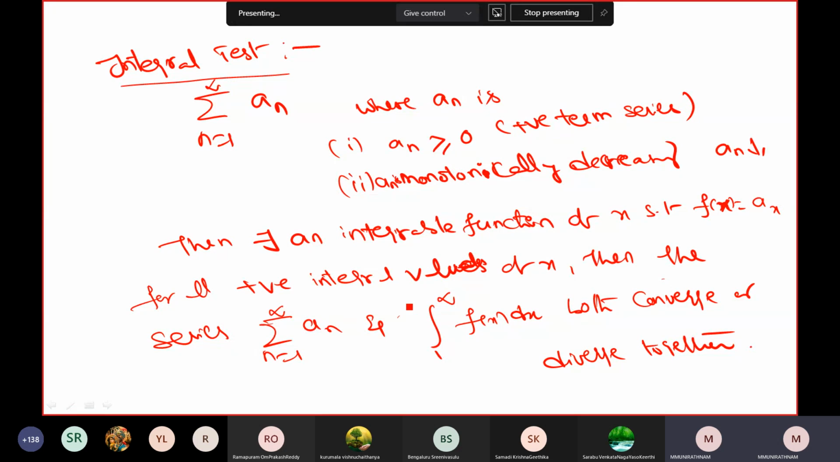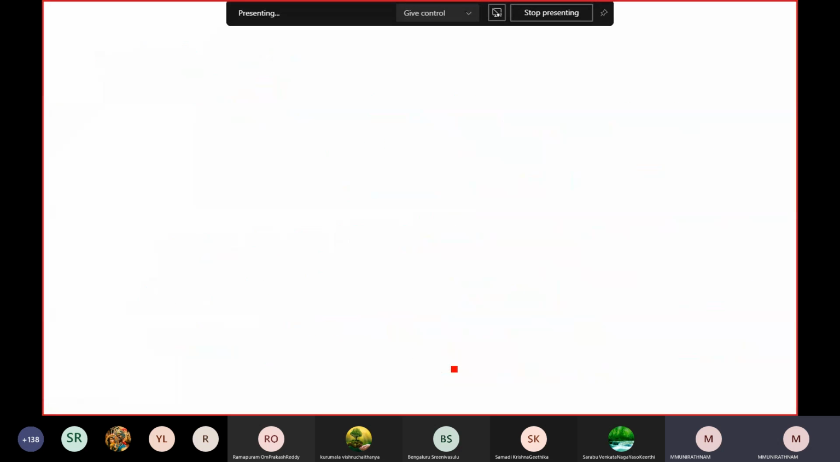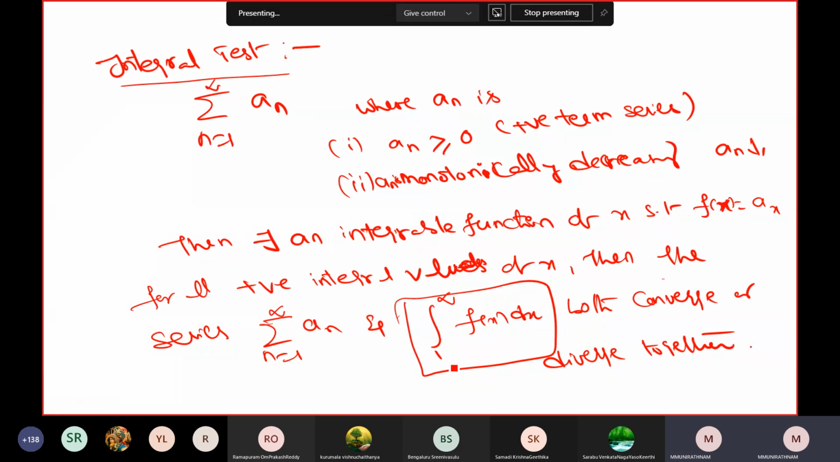Okay, అంటే ఇప్పుడు ఈ ఇంటిగ్రల్ అనేది ఎగ్జిస్ట్ అయితే, if this integral exists, then the series converges. If the integral does not exist, then the series diverges. Okay na? అర్థమవుతుందా? Any doubts?